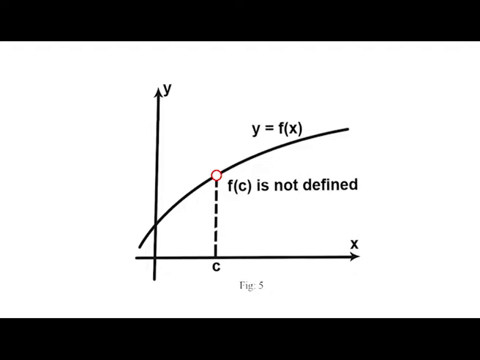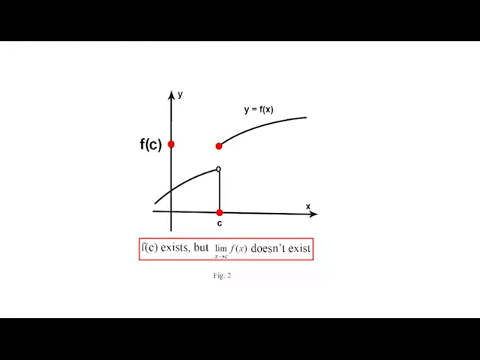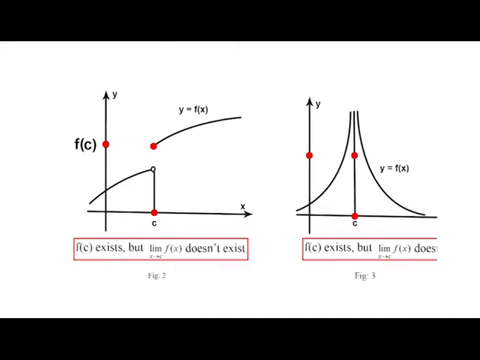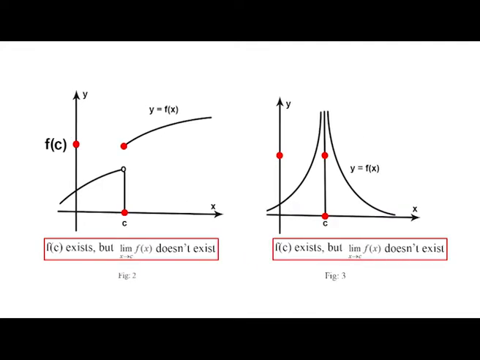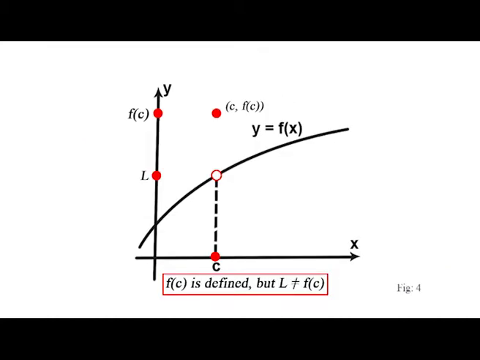First one, the function f is undefined at c as in figure 1. Second one, limit of f(x) as x approaches c does not exist as in figures 2 and 3. Third one, limit of f(x) as x approaches c exists, but its value is different from f(c) as in figure 4. The above discussion suggests the following definition of continuity of a function at a point.